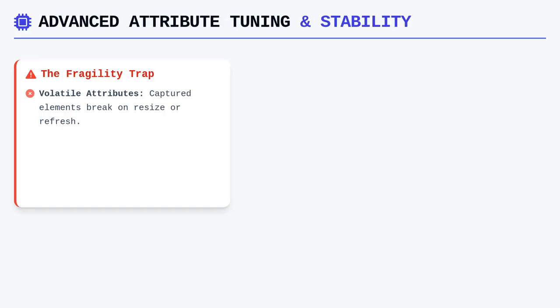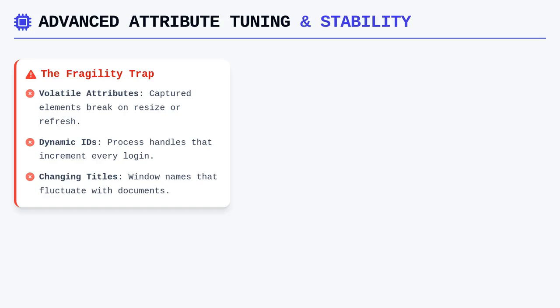The fundamental issue is that Blue Prism's spy modes by default might capture attributes that are inherently volatile. If your attribute list includes items like window titles that change with the document name, or process handles that increment upon every login, you are building a fragile foundation.